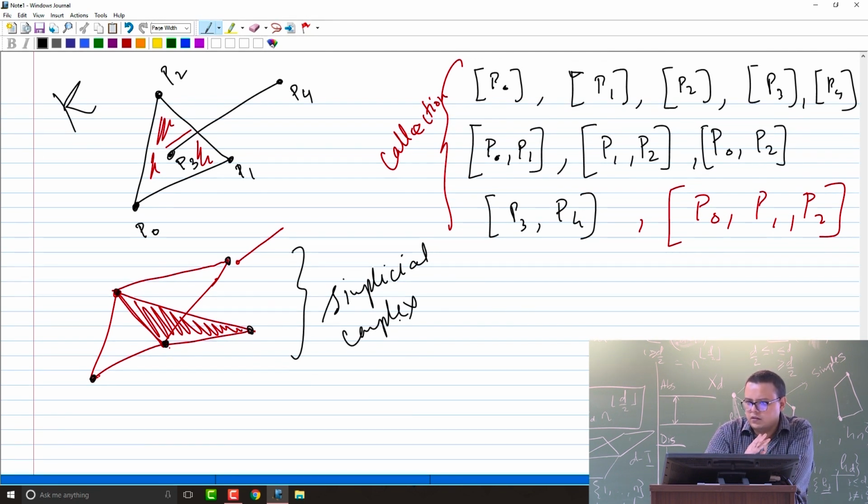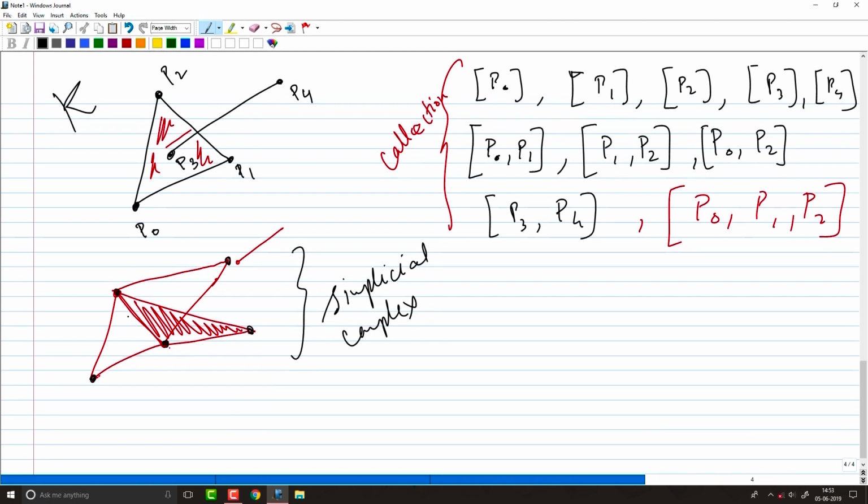A face of a face is in the complex, right? This edge has two faces, like itself as a face, and these two black points, both are in the complex. This triangle has these red edges, they are in the complex. Inside thing is also in the complex, and the 3 red dots are also in the complex. So this is a simplicial complex.